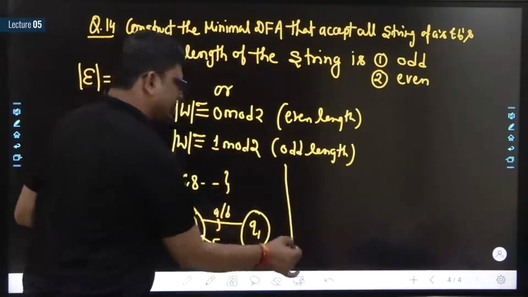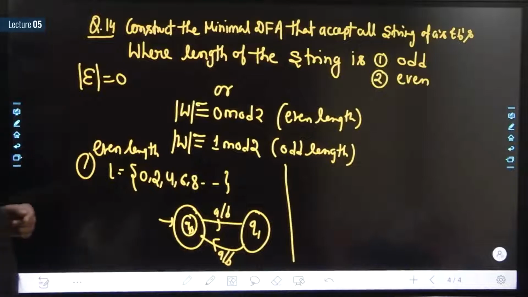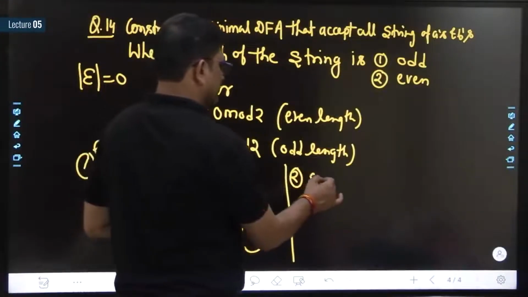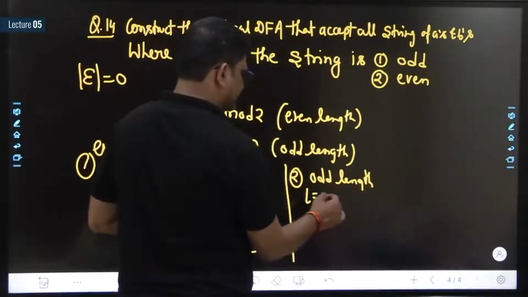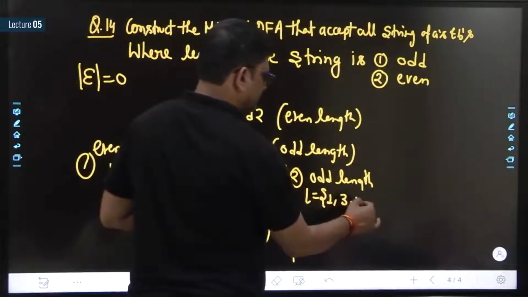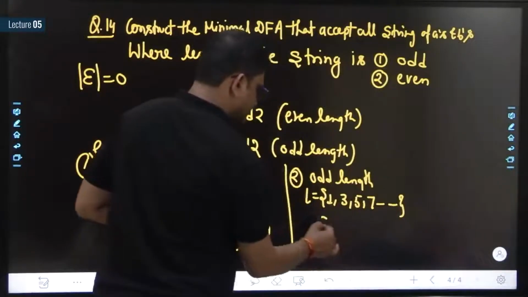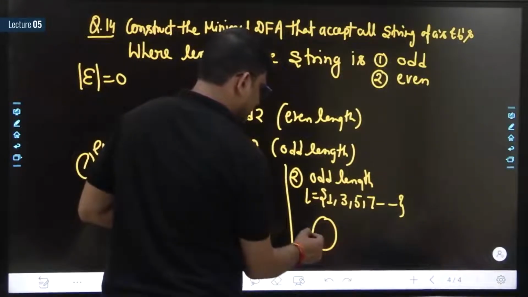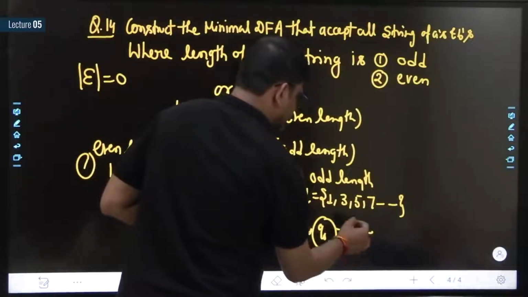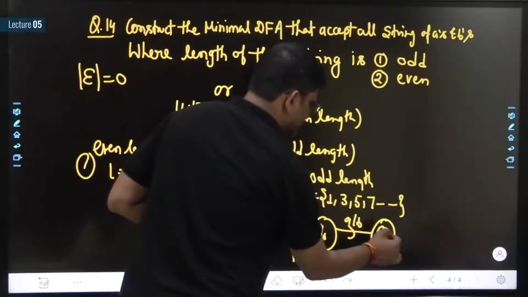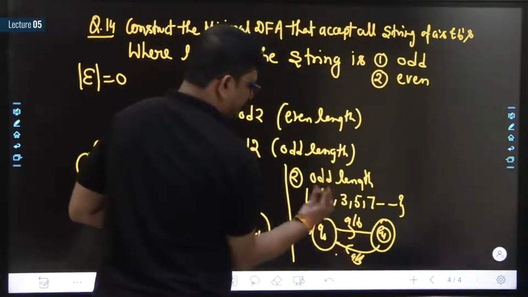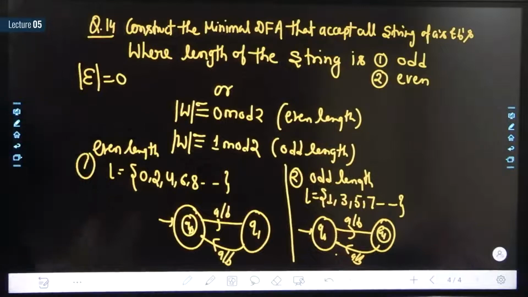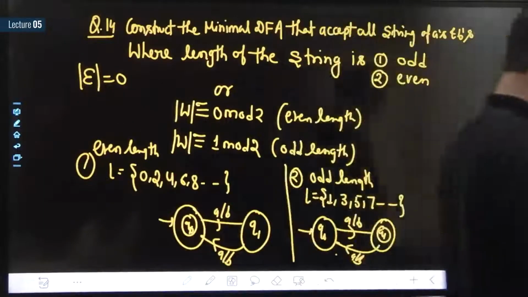Next, length of the string is odd. Odd length. What are the lengths present in the language? 1, 3, 5, 7 and so on. Sorry. This is Q naught. Length of the string is 1, accepted. Length of the string is 2, rejected. 3, accepted. 4, rejected. 5, accepted. Clear? Please check this.